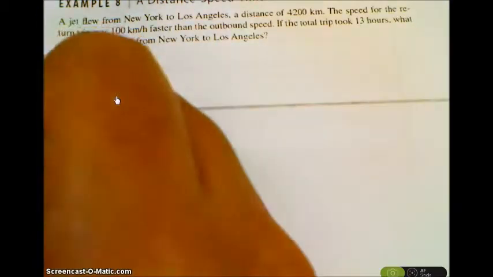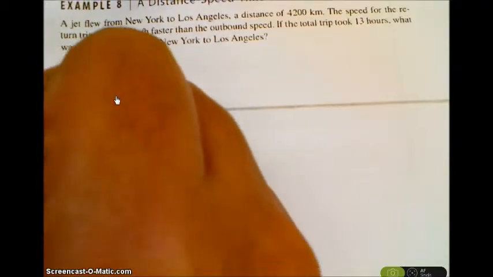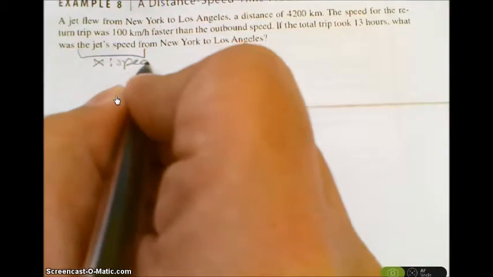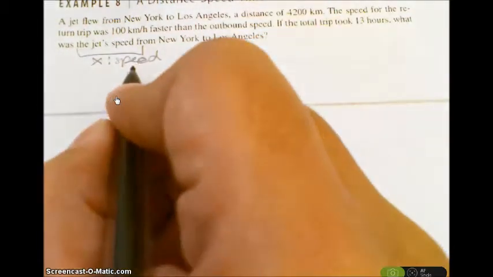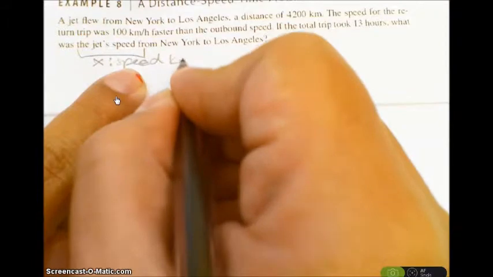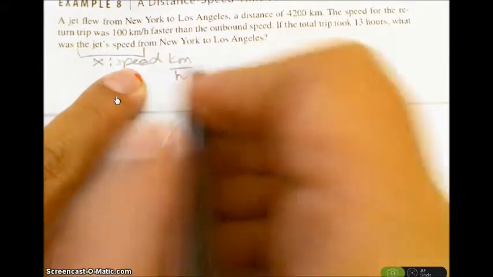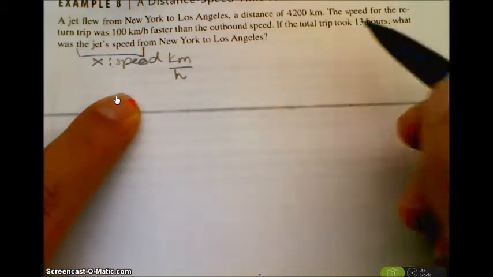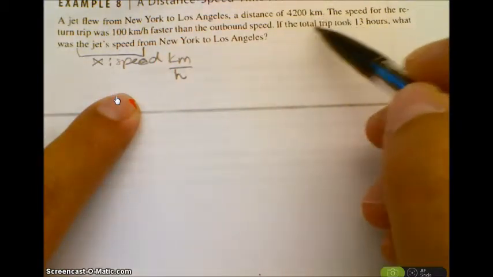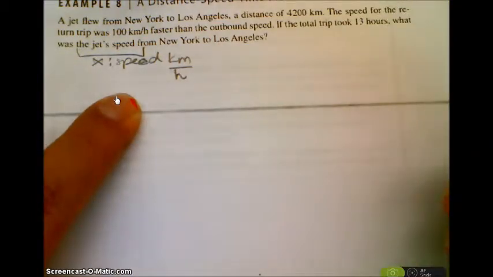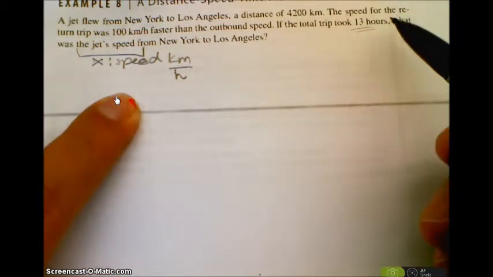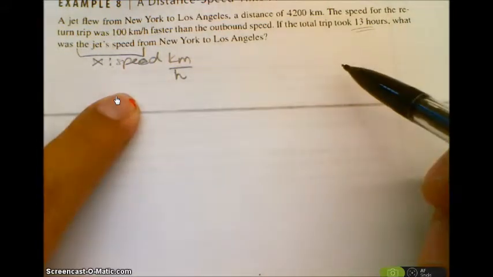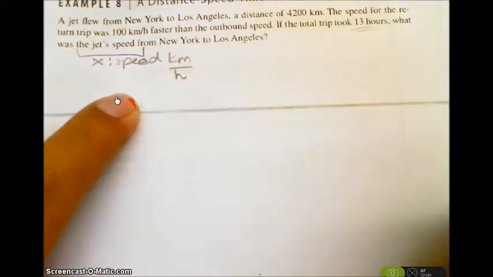So I'm just going to underline what's going to be our x, the jet speed. So x is the speed. And now let's just remember the units of speed. In this case, it's going to be kilometers per hour, because our problem is dealing with kilometers and hours. If one of these units didn't match, we would have to change it to that particular unit. For example, if they told you the trip lasted some number of minutes, then we'd have to change that into hours. Just to be consistent, we're going to leave it like that.